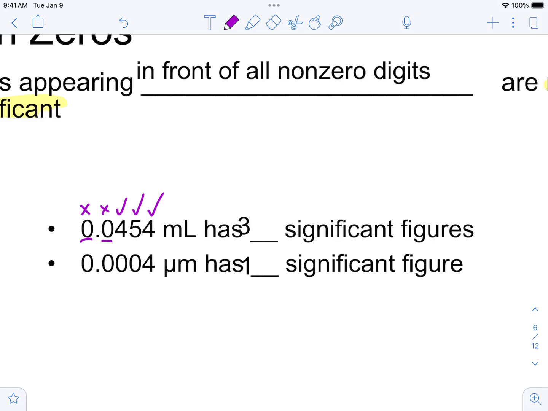The next one, 0.0004 micrometers. Again, these zeros are all appearing in front of a non-zero. They do not count. Only the 4 counts. That has 1 sig fig.